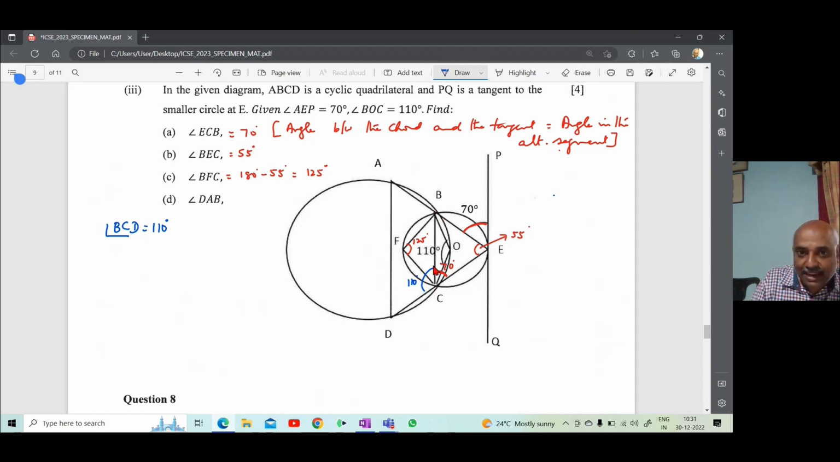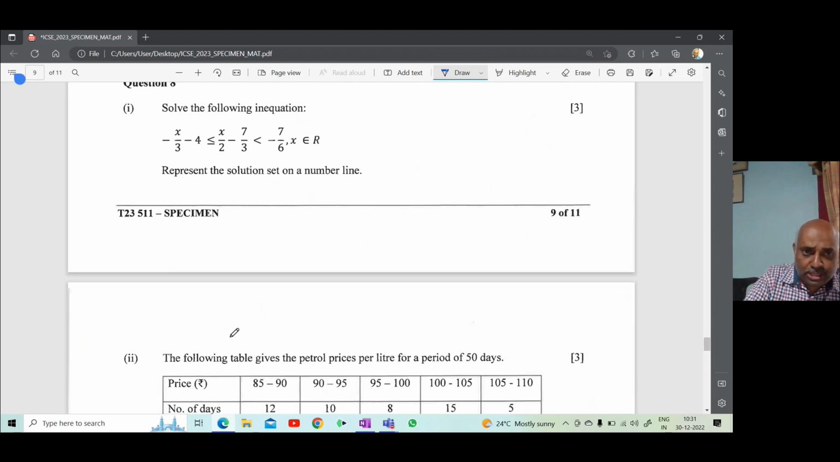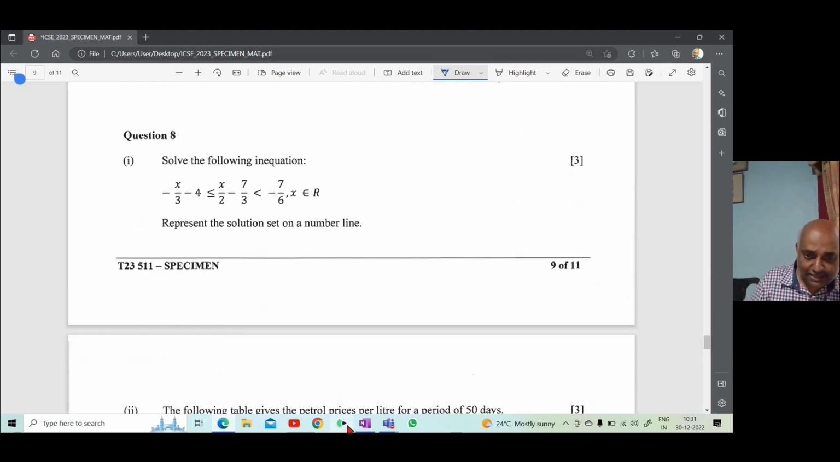And remember, ABCD is a cyclic quadrilateral. Therefore, this angle and this angle must add up to 180 degrees because opposite angles of a cyclic quadrilateral are supplementary. So what is angle DAB? DAB is 70 degrees. So moving on to the next one, question number 8.